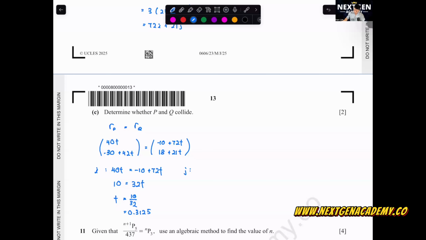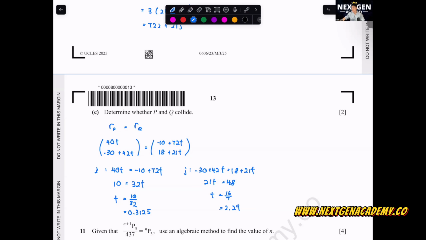The j direction: negative 30 plus 42t equals to 18 plus 21t. Let's solve for this one. Negative 30 minus 18, this will be minus 48. Let's do the other way around. 42 minus 21, 21t equals to 48. t is 48 divided by 21, 16 over 7, or 2.29. Both the t are different.